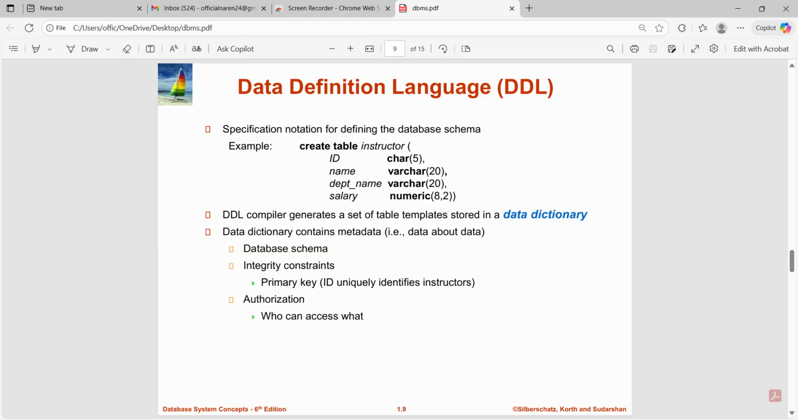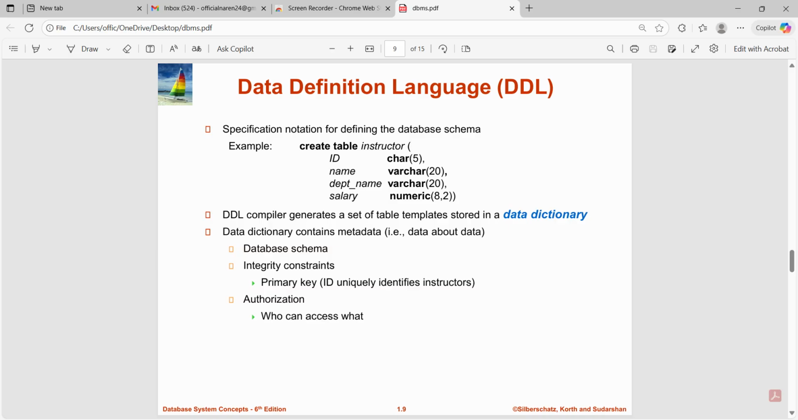For example, create table instructor. Instructor is the table name, and within the table, you are going to process four different types of data. These data are ID, name, department name, and salary. ID is representing the particular instructor, which is represented in character, and name and department name are represented in varchar data type, which is having 0 to 20 characters, and salary is in the format of a numeric data type.